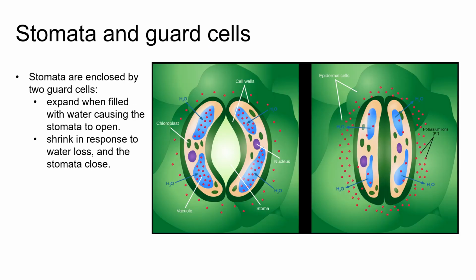The stomata are surrounded by two specialized cells called guard cells, which always make me think of two sausages when I see them in diagrams like the ones on the right. Guard cells expand when they're filled with water, and this causes the stomata to open. Conversely, guard cells shrink in response to water loss, and this causes the stomata to close.